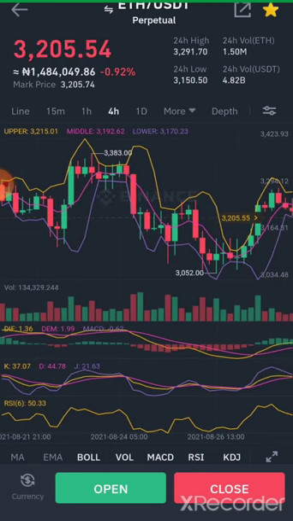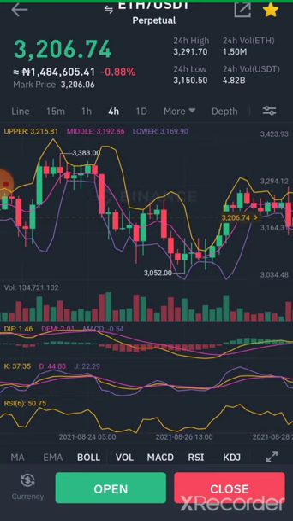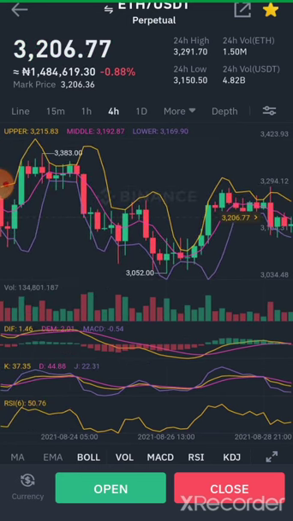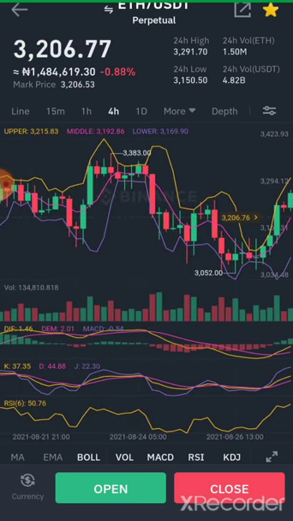Anyways, how I normally use my Bollinger Band in trading is with the bullish engulfing candlestick. I have a video on that on the channel. Just check for it and watch it. I trade my Bollinger Band using the bullish engulfing candlestick. Just check out the video.